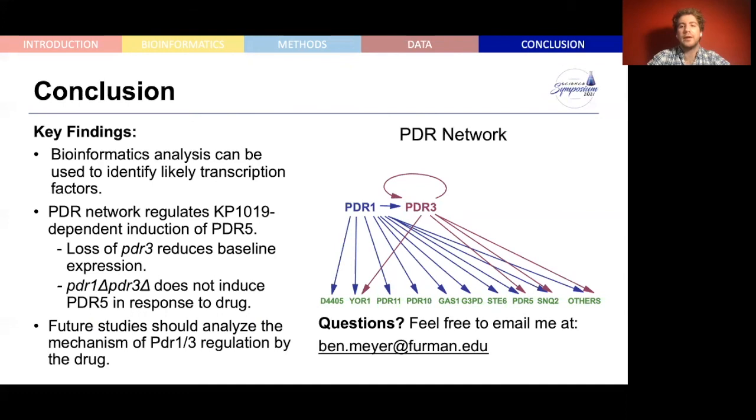This brings us to our key findings. Firstly, we found that computational analyses can be used to identify candidate transcription factors and help guide the design of experiments such as this. Secondly, we found that the PDR network is likely regulating the induction of PDR5 in response to KP1019. Loss of PDR3 reduced baseline expression of PDR5, and the dual deletion strain did not induce PDR5 in response to treatment. Future studies could look at the mechanism by which PDR1 and 3 are regulated by the drug, and how this mechanism in yeast could be related to analogous mammalian cancer cell components.